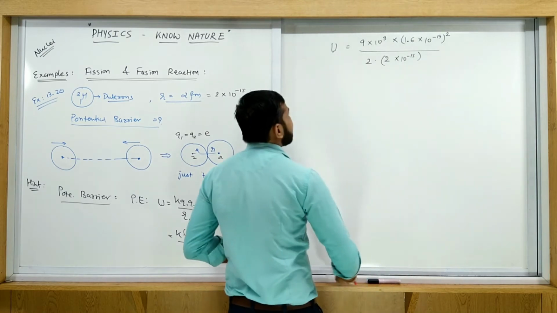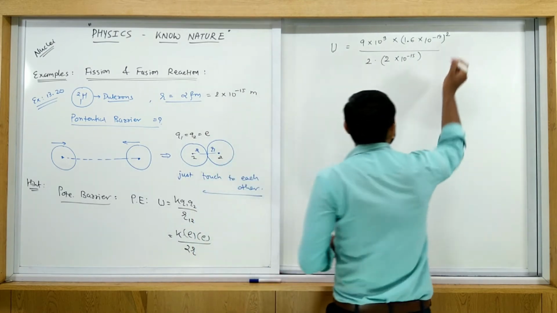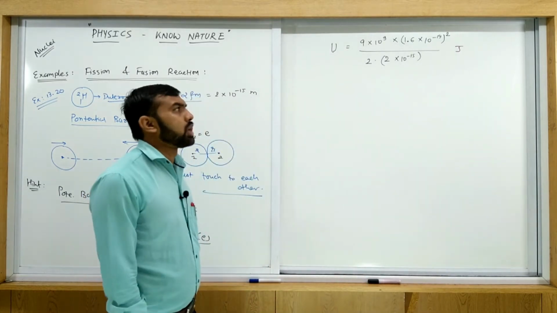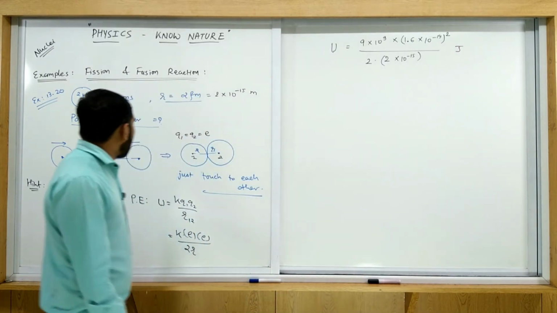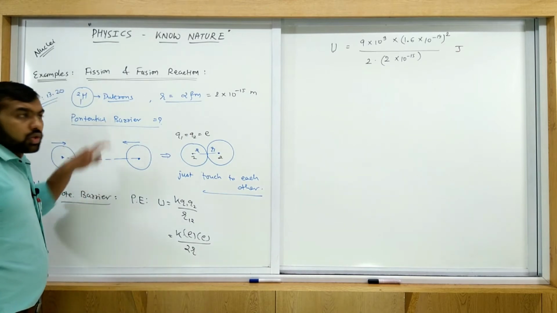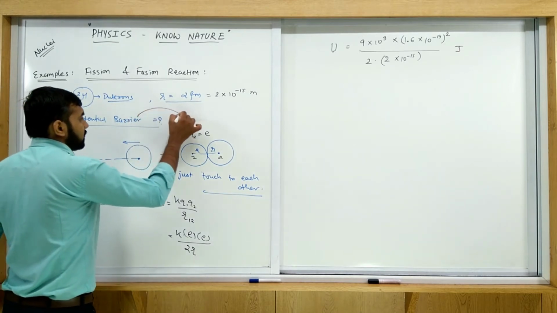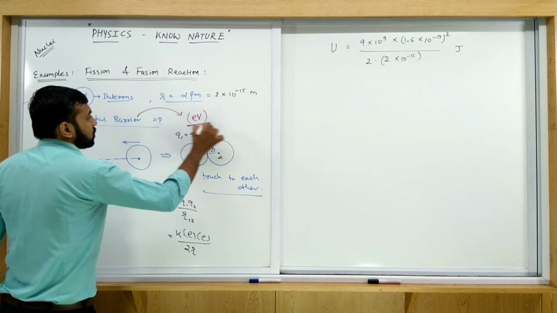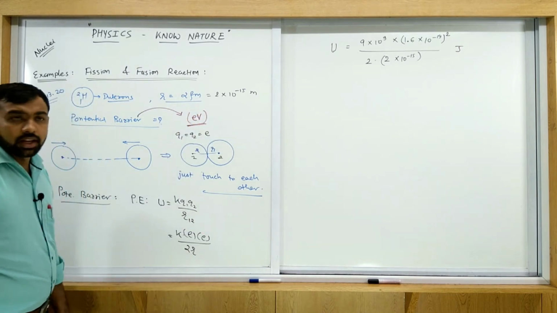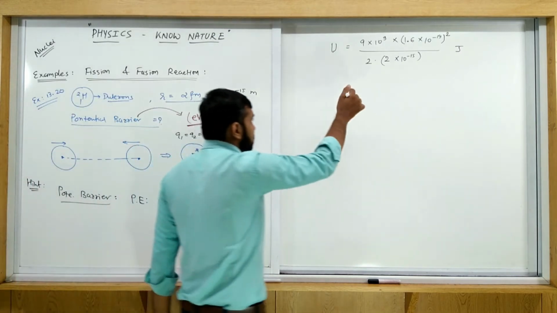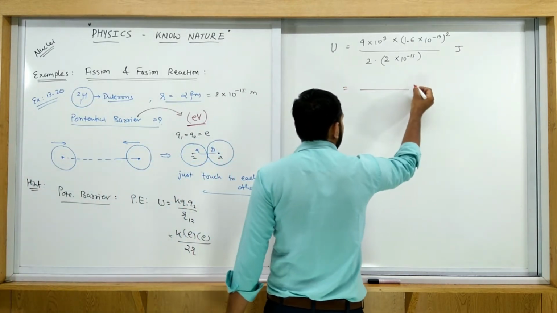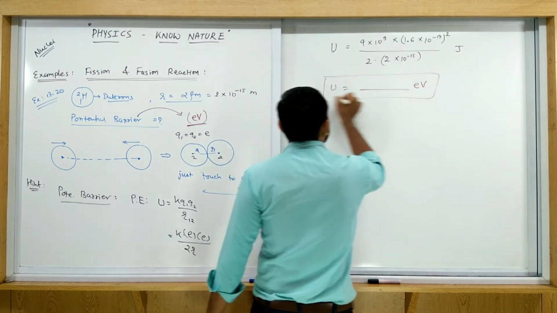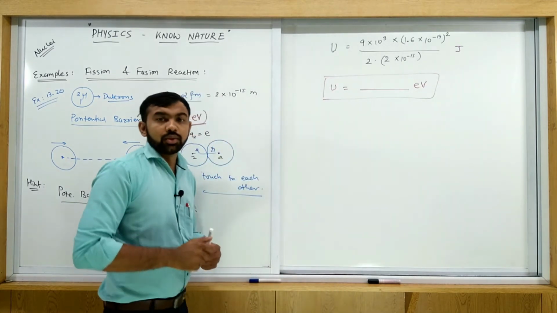Now whatever answer you get, this answer is in terms of joule. But whenever you calculate the potential barrier, you must find this answer in terms of electron volt. So by yourself, convert this answer into electron volt. This is homework. All of you must convert this value into electron volt.